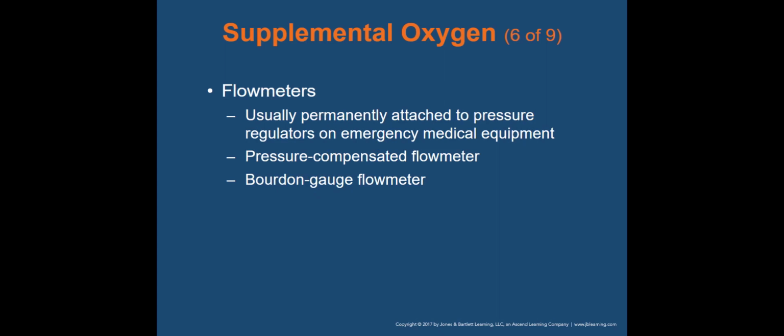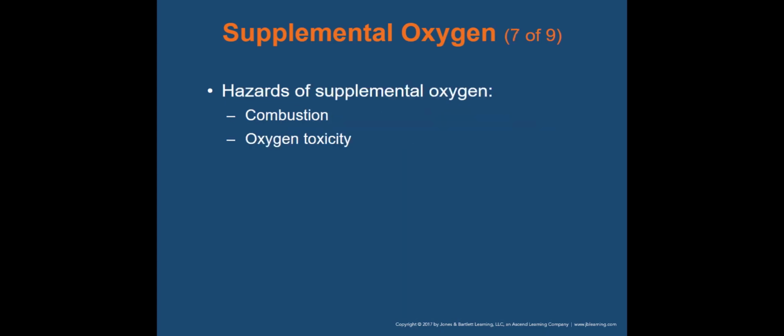Flow meters are permanently attached to a pressure regulator on all EMS equipment. Pressure compensated flow meter: if I say I want it to dispense 2 liters per minute, then it will dispense 2 liters per minute. If I want it to dispense 15 liters per minute, it will dispense 15 liters per minute. And they're very easy to use. And again, you'll see that in the skill as you're working with it.